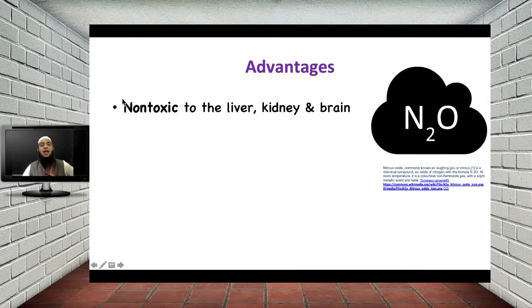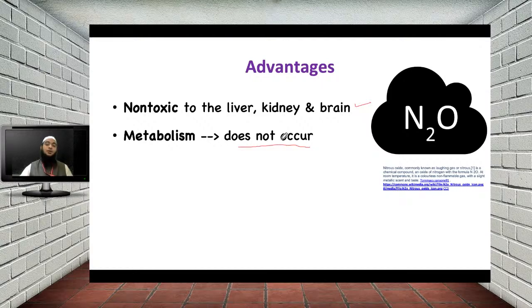Okay, let's see what the advantages of nitric oxide are. Nitric oxide has many advantages. The first important thing is that it is non-toxic to the liver, kidney and the brain. That is what is needed. So this is the ideal property for the anesthetician. It is not affecting the major organs. The second important thing is that metabolism of nitric oxide does not occur. Since metabolism does not occur, whatever dose you administered is used to produce general anesthesia, so anesthesia can be easily predicted. It is not much variable from patient to patient. So that is another advantage.